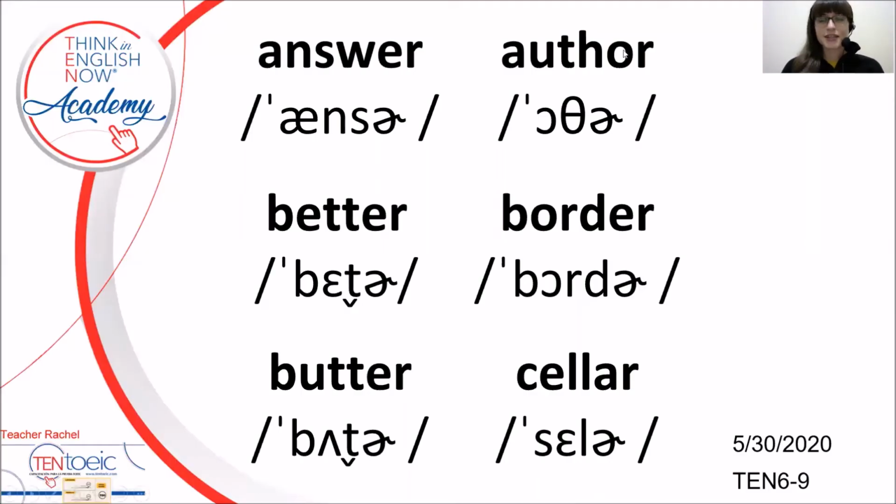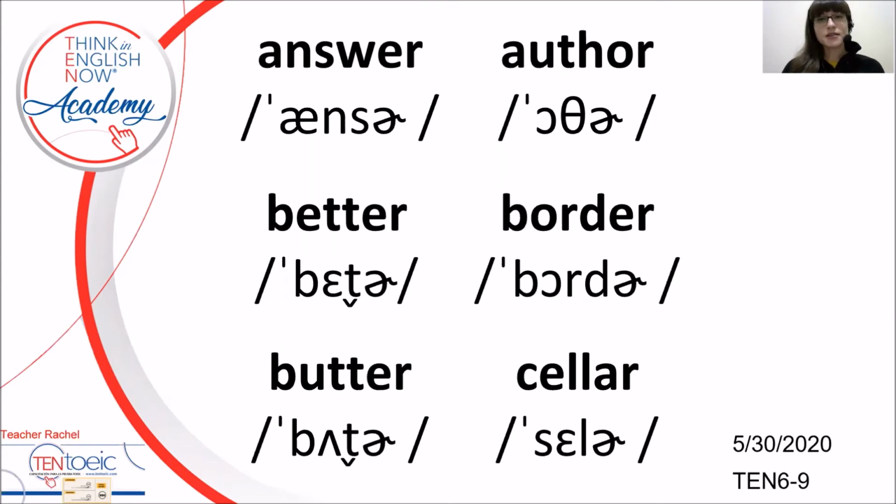Answer. This is when we ask a question. If we ask a question, what we receive after is the answer. It's information that we're looking for. Author. This is someone who writes a book or a novel. They are the author. They wrote the information.